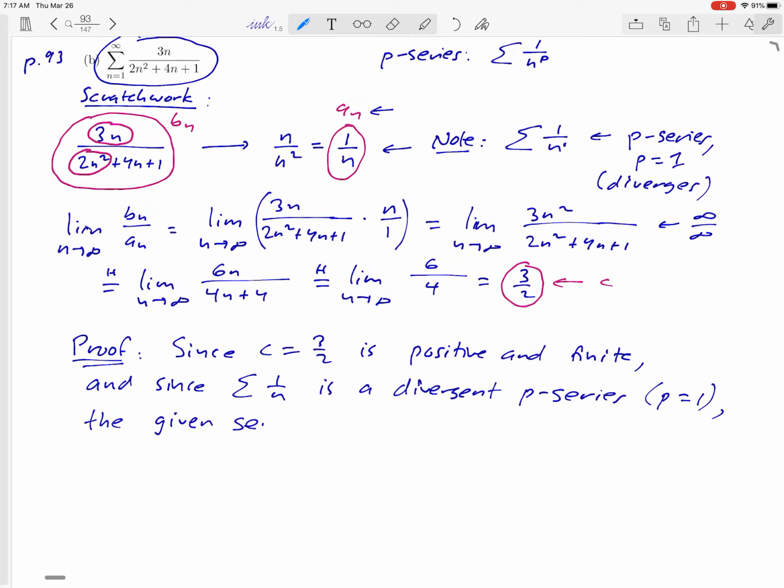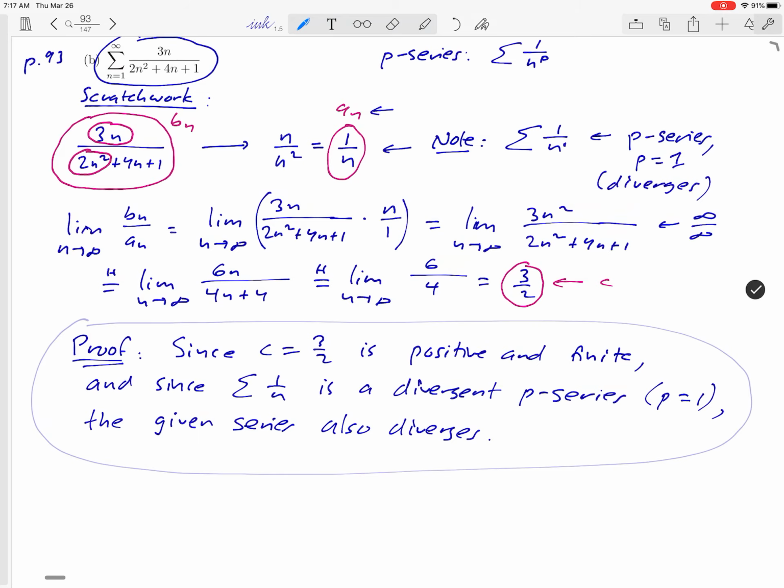And to avoid having to write out that whole series over and over again, I'm just going to write the given series diverges. That's a shortcut that you can feel free to use. Given series just means the series that we were given in the problem.